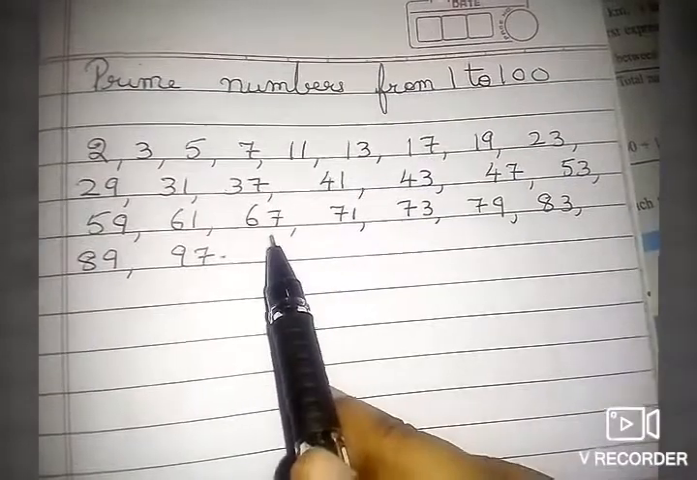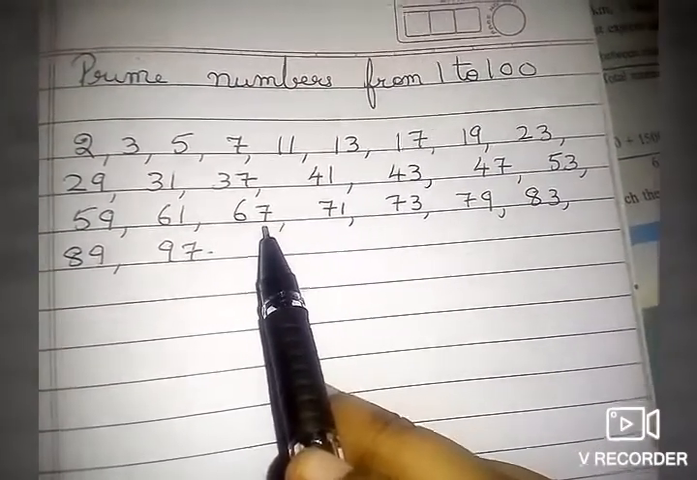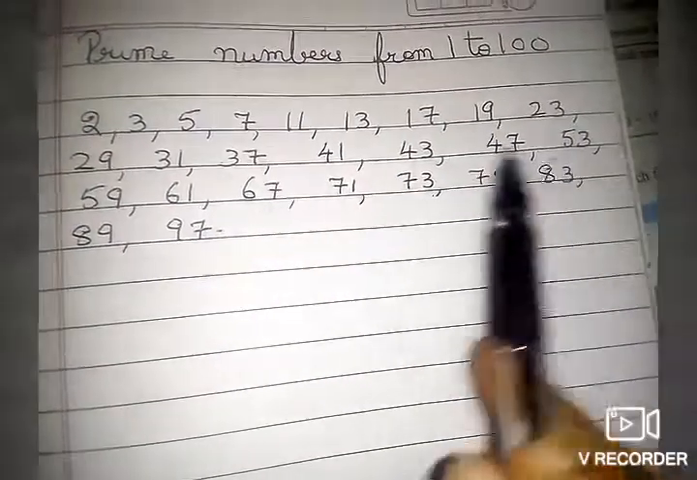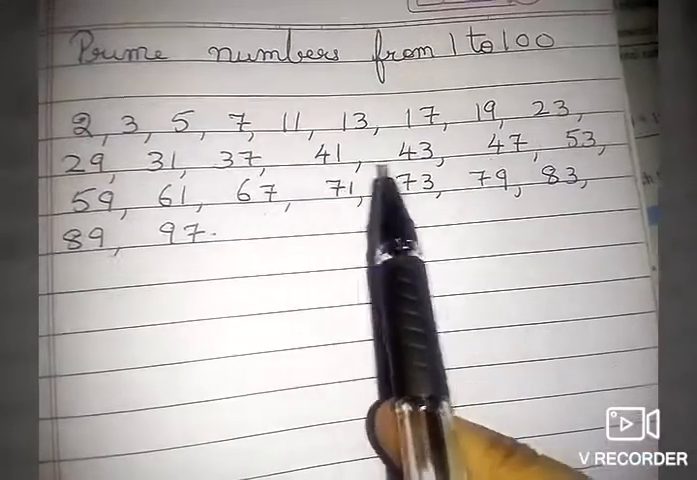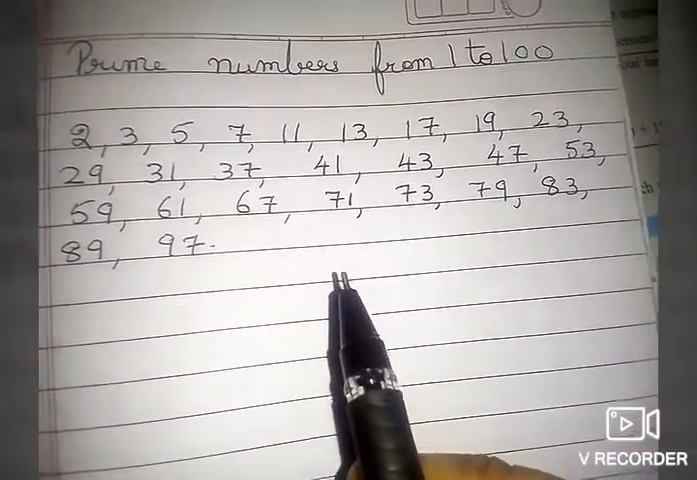From 1 to 100, number 67 is there. Prime numbers means only one table is going in any number over here. In all the given numbers here, only the 1 table is going. It is not divisible by any other numbers. So that is the meaning of prime numbers.